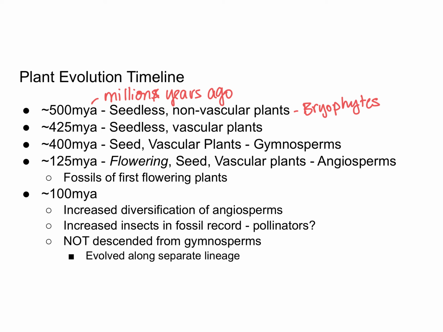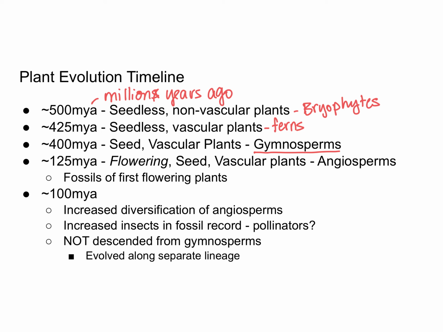About 425 million years ago, we got the seedless vascular plants, which were things like the ferns. About 400 million years ago, the first seed-producing vascular plants evolved, and these are the gymnosperms that we've talked about in some previous videos. And then about 125 million years ago, so fairly recent in the grand scheme of things, we started to see angiosperms show up in the fossil record.